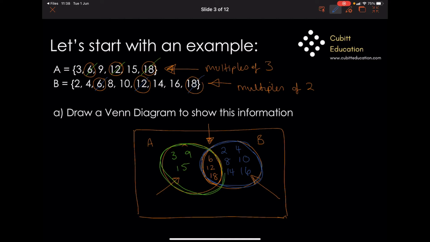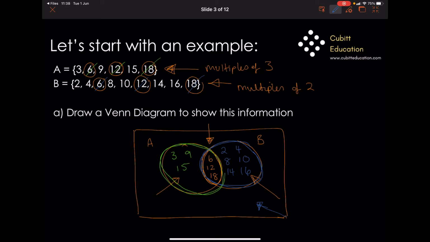Now, everything from set A and set B fits inside the circles. But if we had something else that didn't go into both of those, then we would put it anywhere inside this rectangle. You'll see an example of that in a moment.